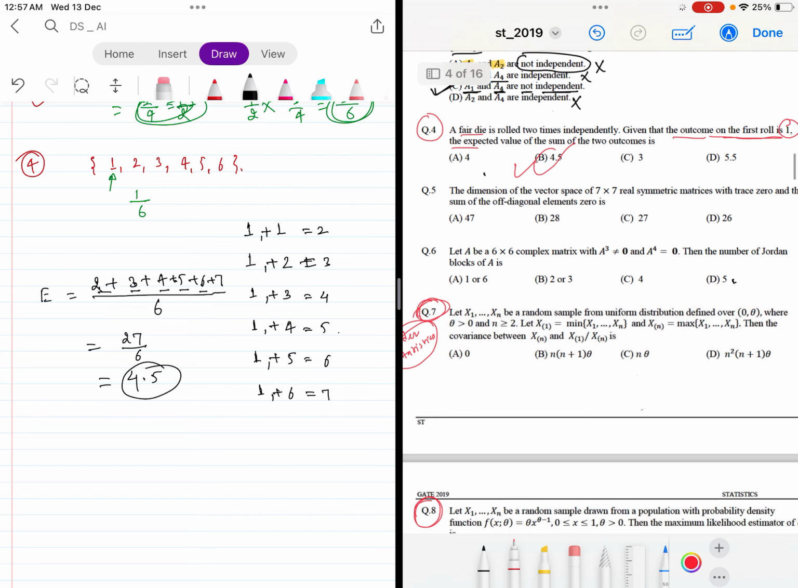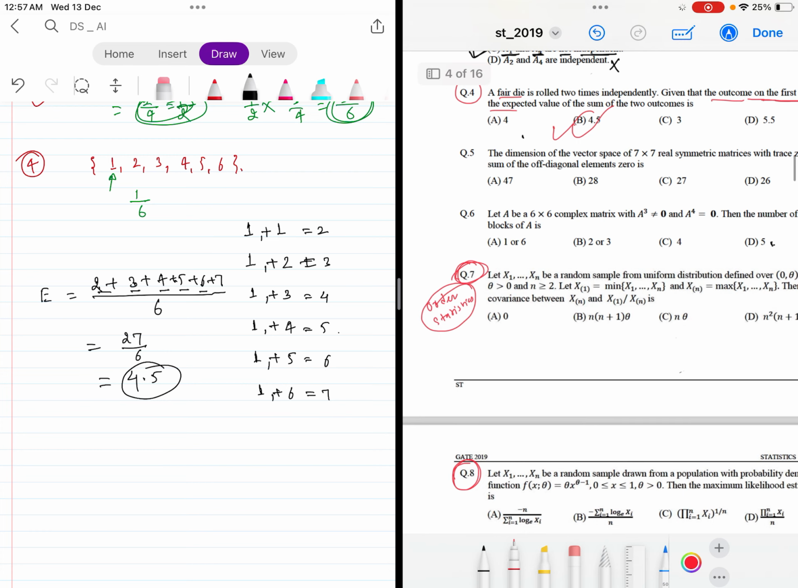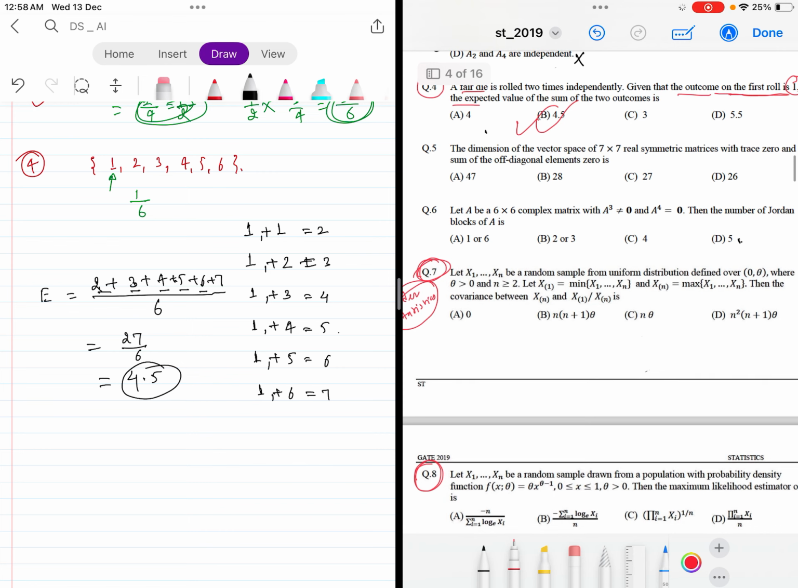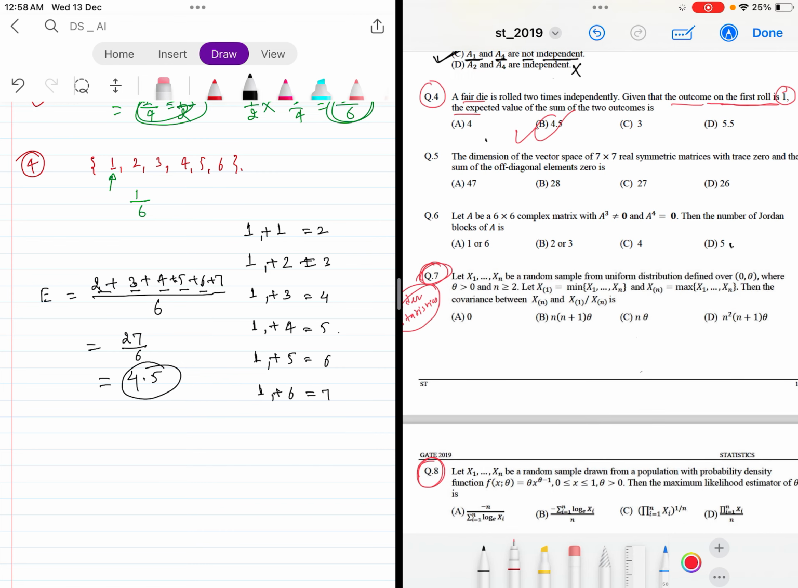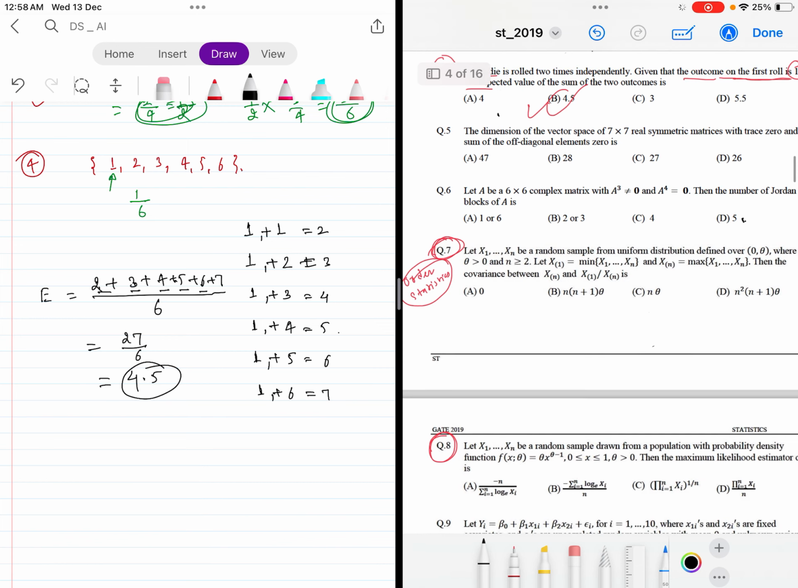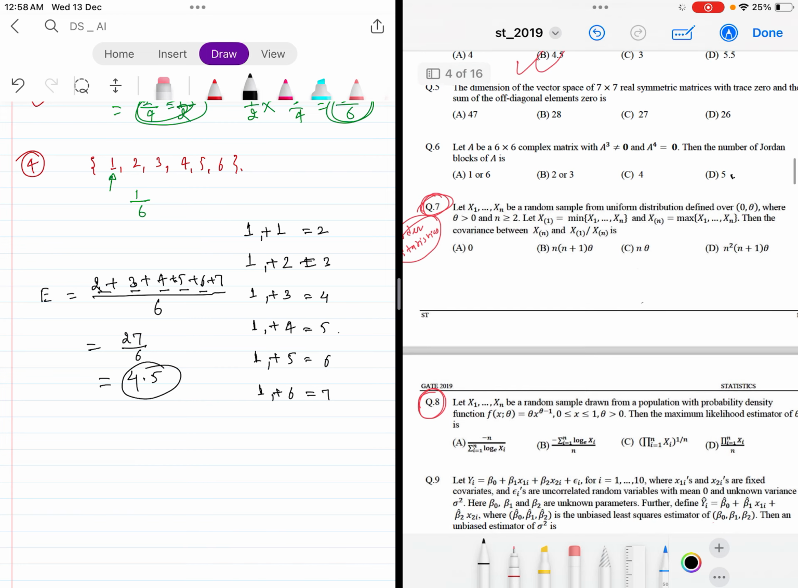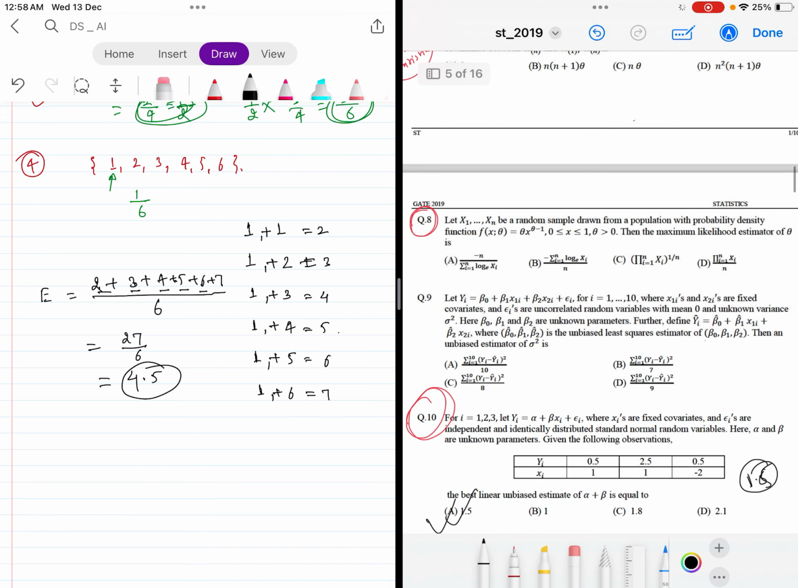Right, now we can move to the next question, that is question number 7, and this question is from order statistics. So I don't think that this type of question will be asked in data science. So I am skipping this question. If you know it, then you can try. Let's move to the next question, that is question number 8.